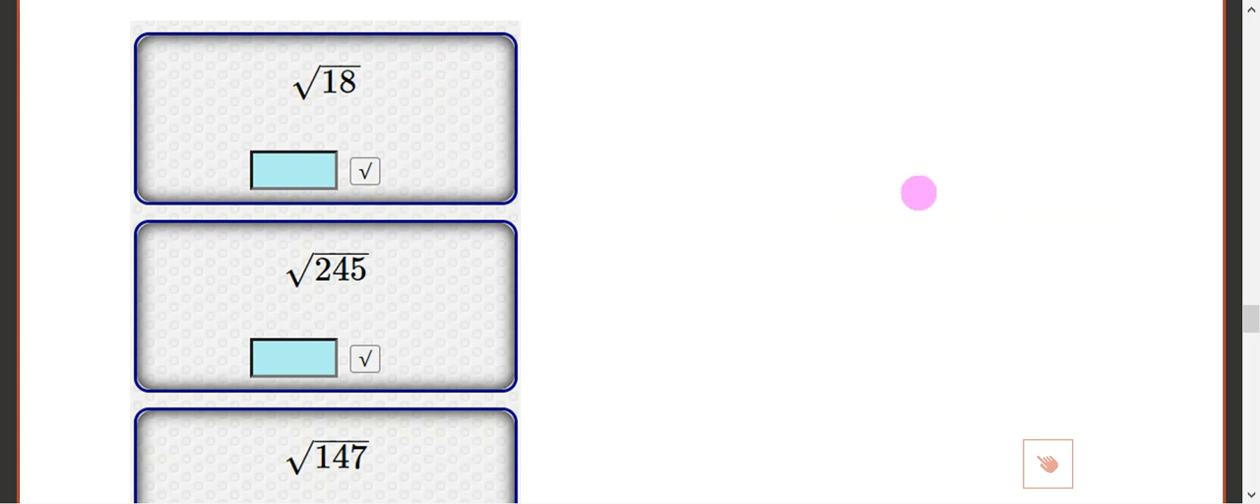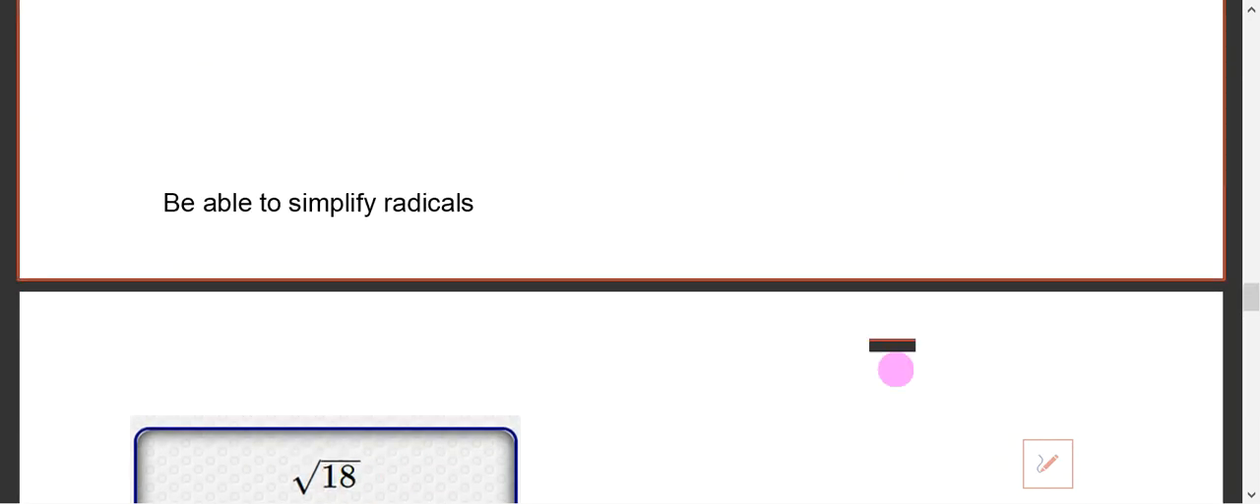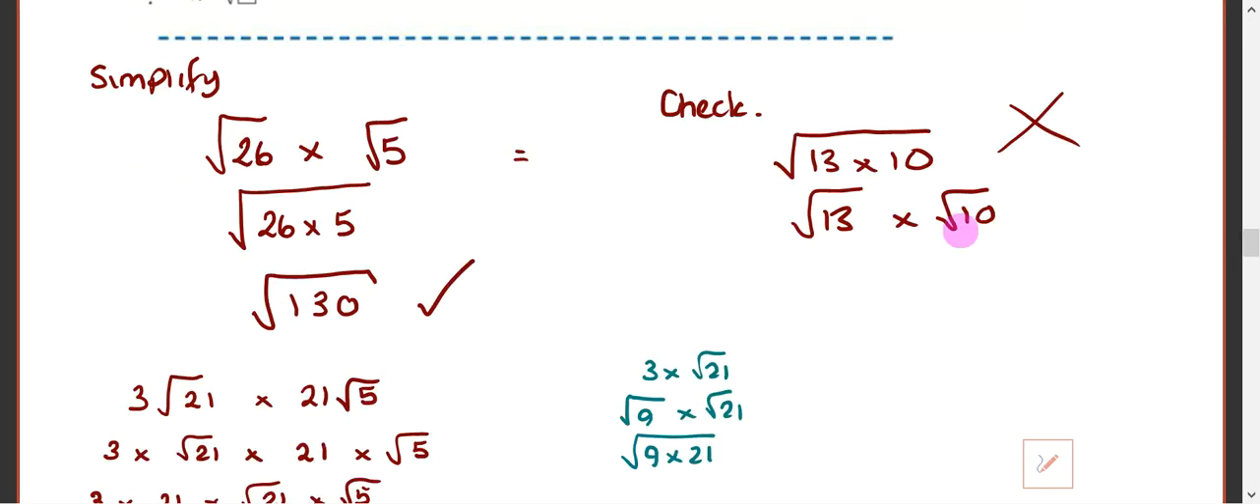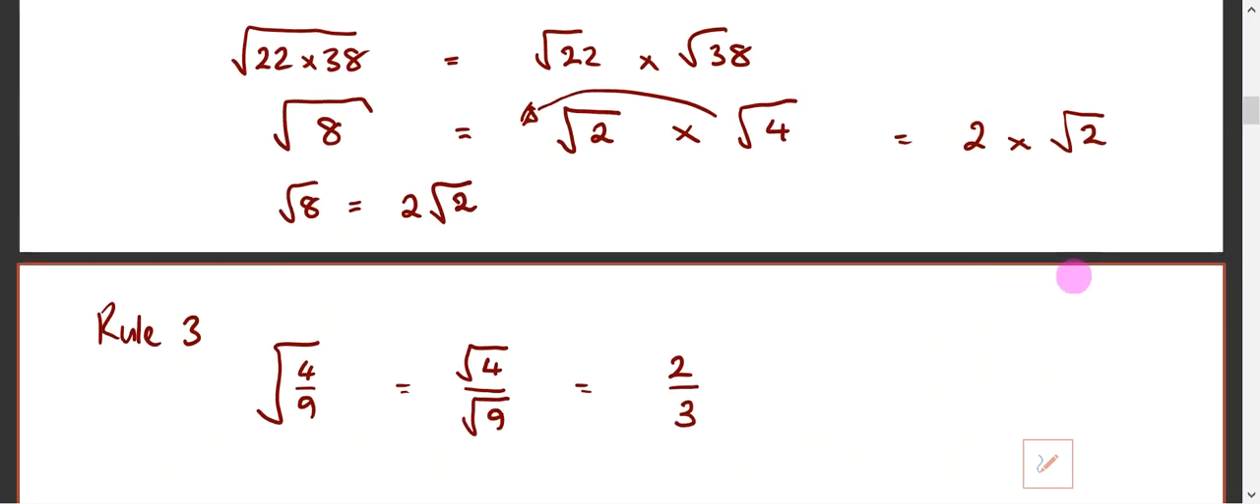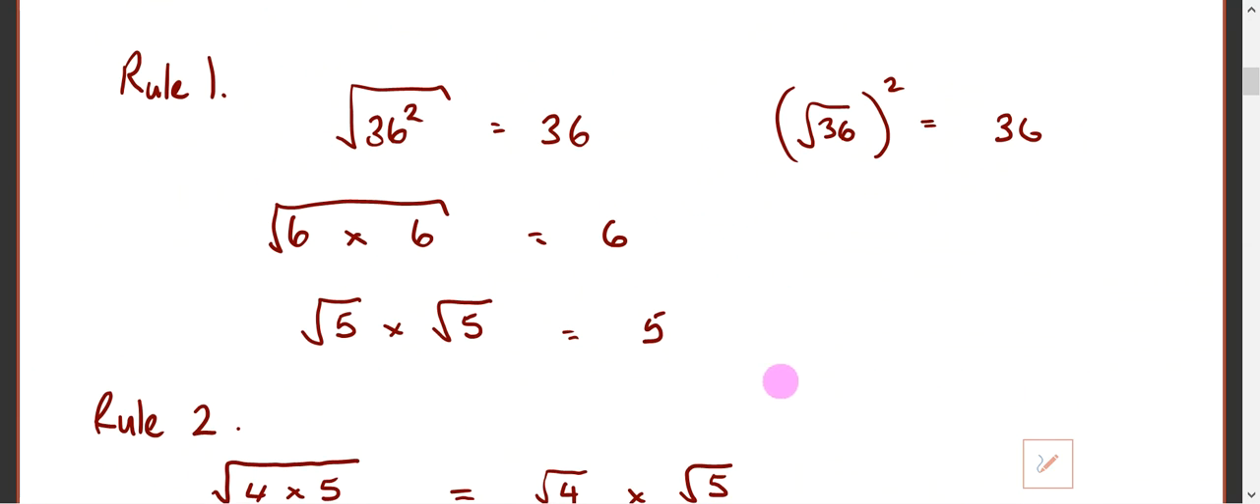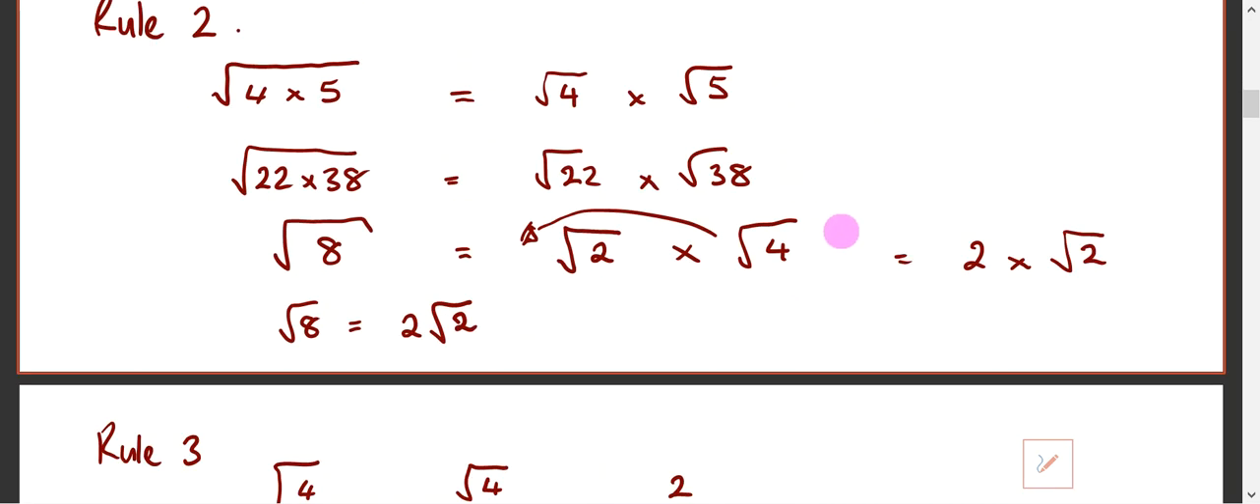So we went through a few rules yesterday. Just to remind you what we were looking at, rule 1 is, remind me? Squaring a square root basically gets you back to where you were. Rule 2? Instead of putting it on one square root, separating it.